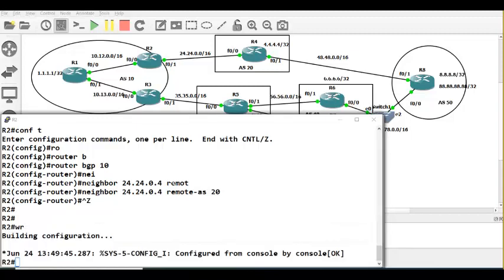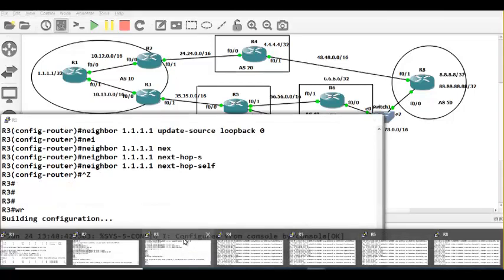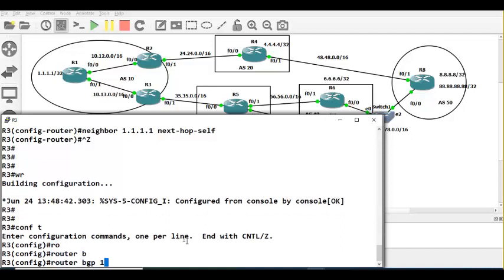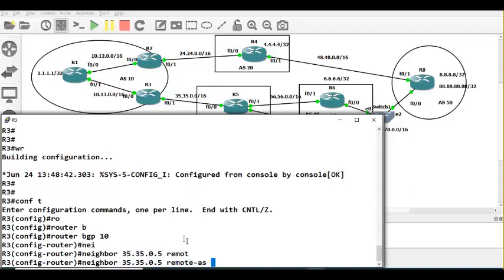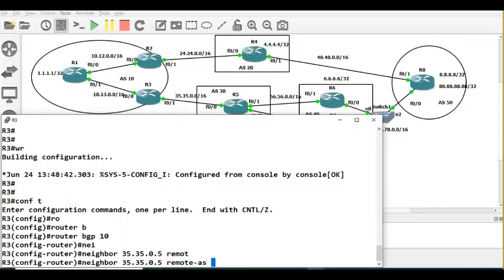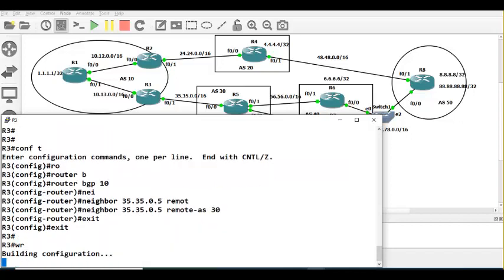I'm back. So router 2 is okay, router 3 is okay with IBGP, but router 2 and 3 are not fully configured with EBGP. Router 2 is already done, but on router 3, router BGP 10, neighbor is going to be 35.35.0.5. Remote AS is going to be 30. We are not advertising any network here.